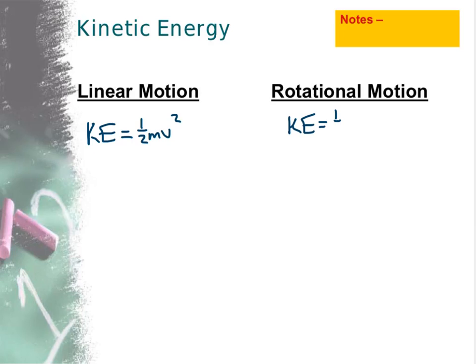We're going to replace the m with its version in rotational motion, which is the moment of inertia, I. And then we're going to replace the velocity v with omega. So for rotational motion, KE equals 1/2 times the moment of inertia times the angular speed squared.